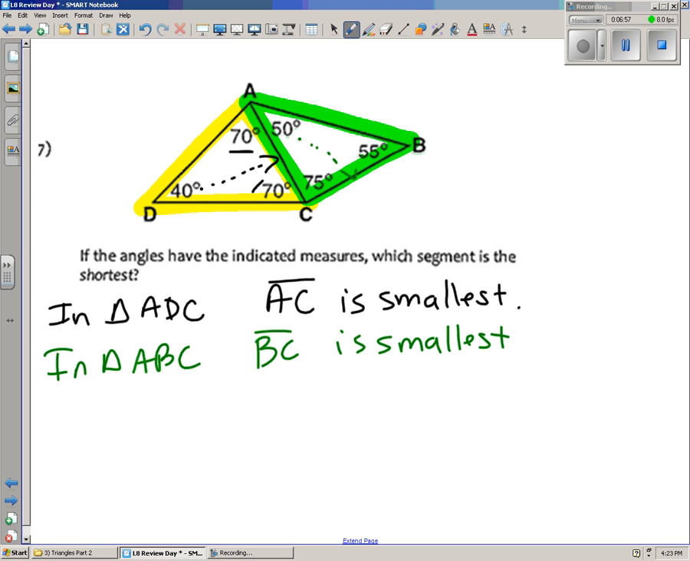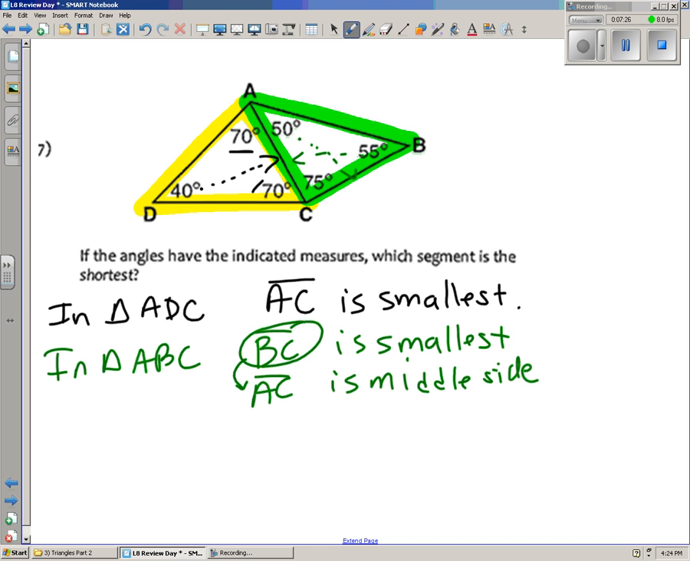And AC is actually the middle side of that triangle. So right off the bat, even though AC is the smallest in the yellow triangle, in triangle ADC, it is not the smallest segment overall, because in the green triangle, in triangle ABC, side BC ends up being smaller than AC.